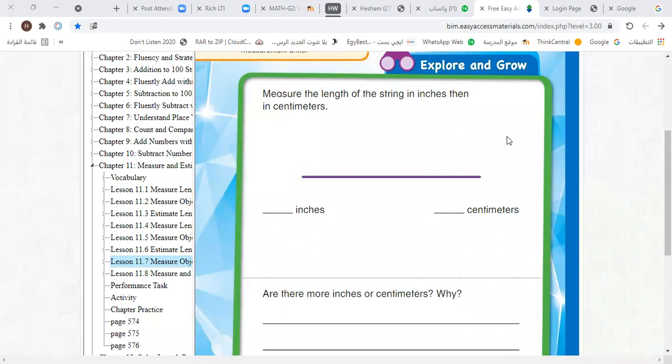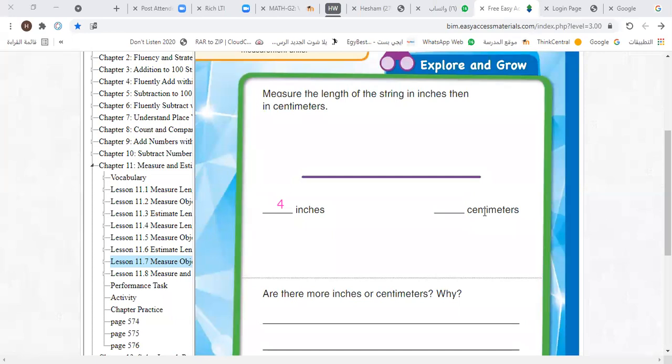I'll choose now Omar Wael. Hello, Omar. How are you? I'm fine, thank you. Omar, how many inches is the length of this string? 4 inches. Very good. So let's write here 4. It's 4 inches. And how many centimeters?